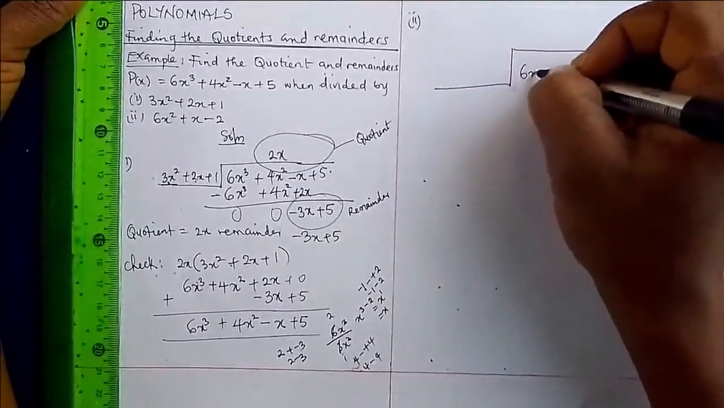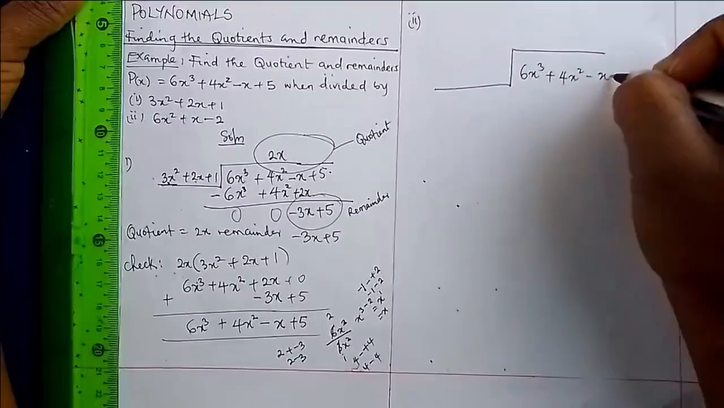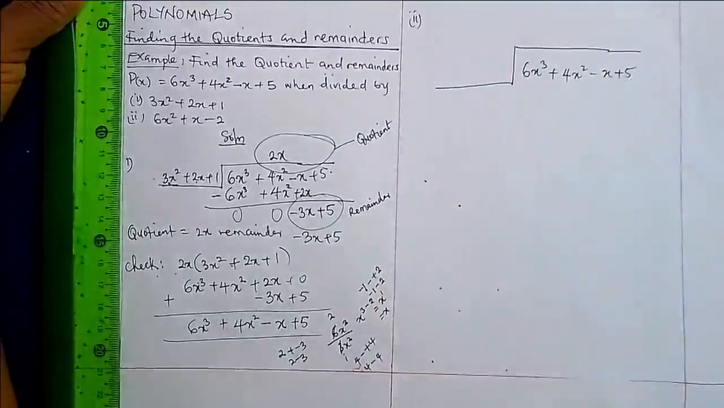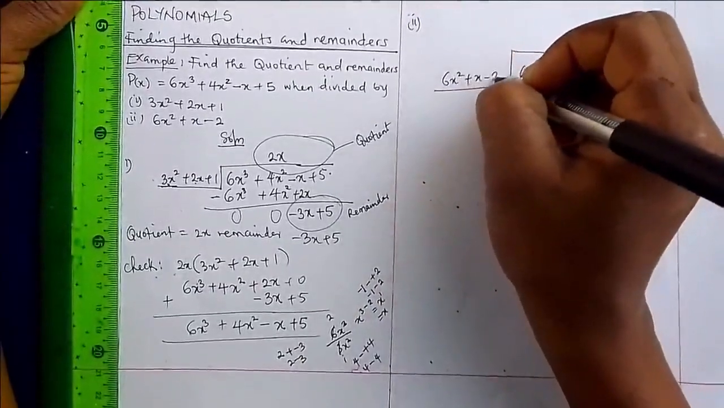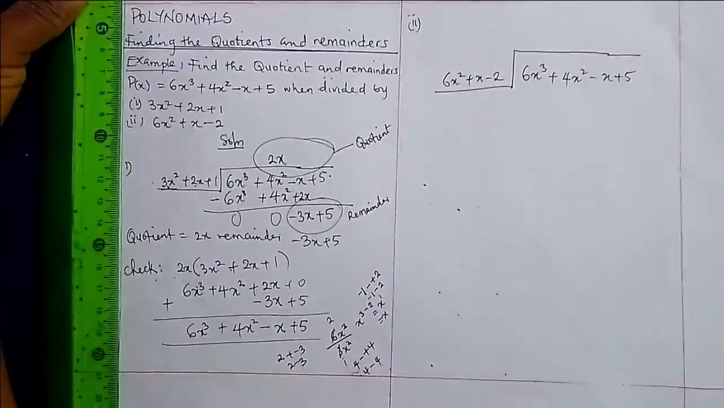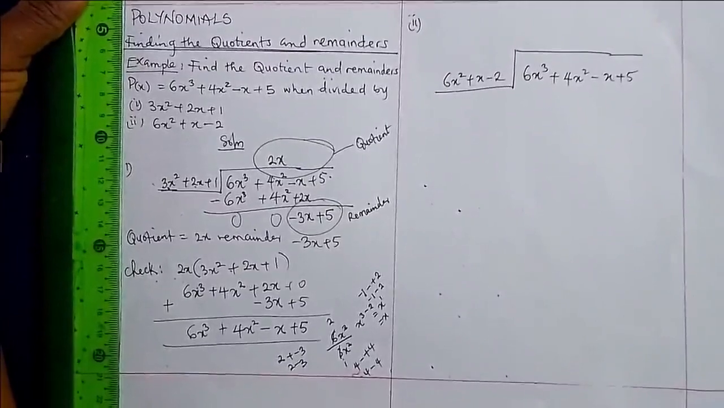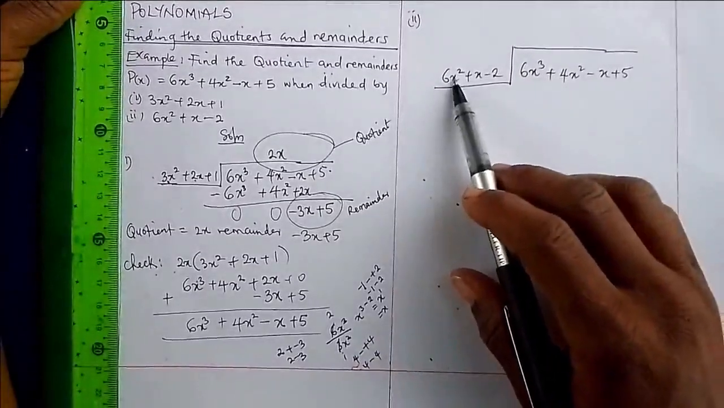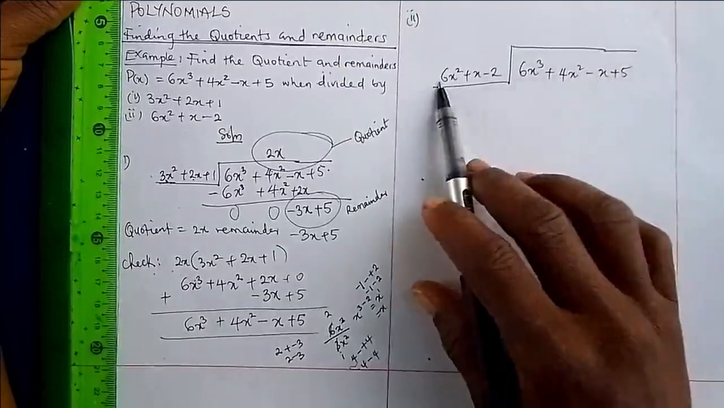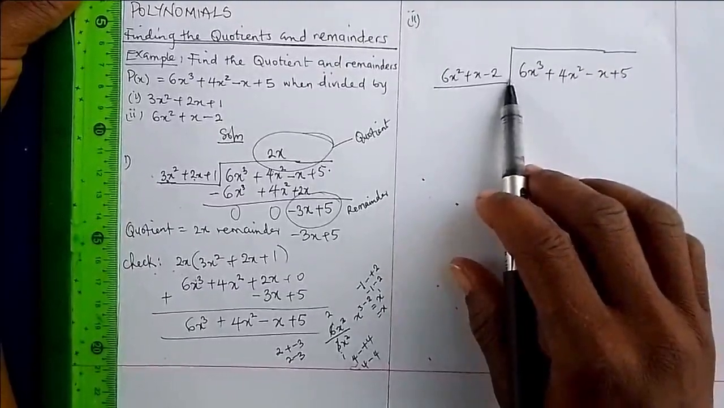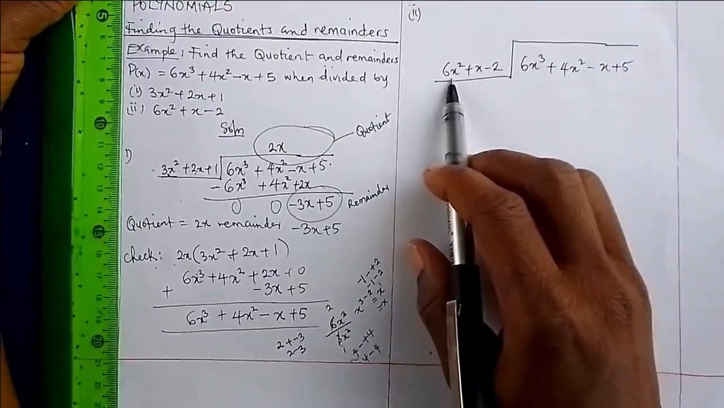We have 6x cubed plus 4x squared minus x plus 5, divided by 6x squared plus x minus 2. Now let's find the quotient and remainder of this. Remember, I told you we are using only this to divide, but when we want to multiply, we multiply the quotient with everything that we are using to divide.